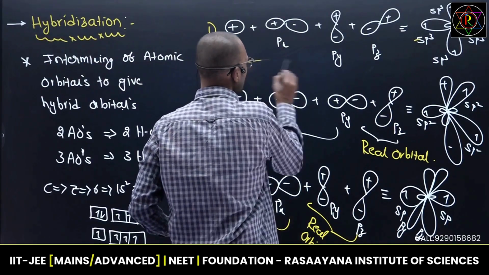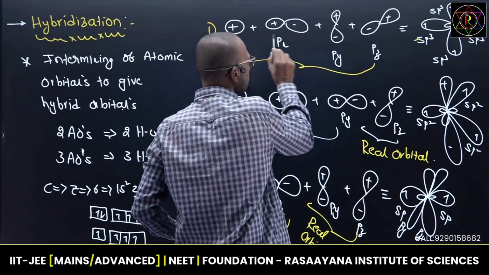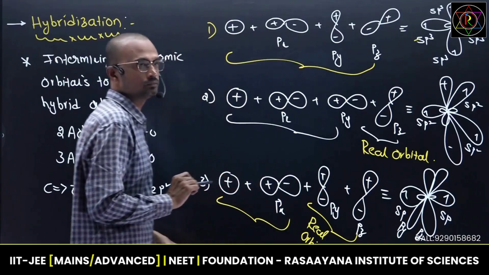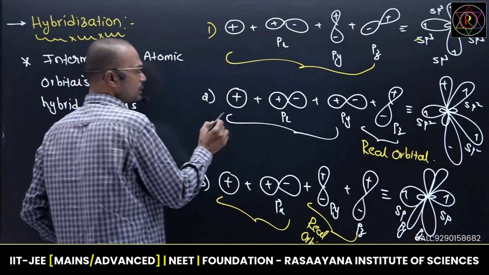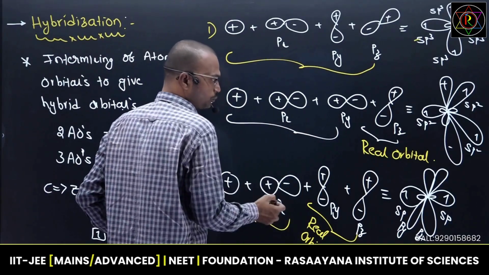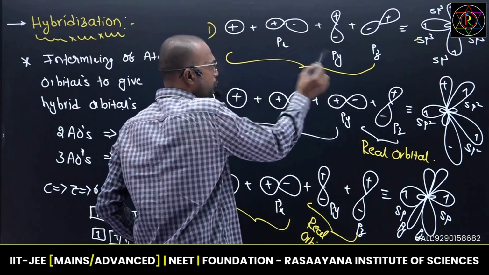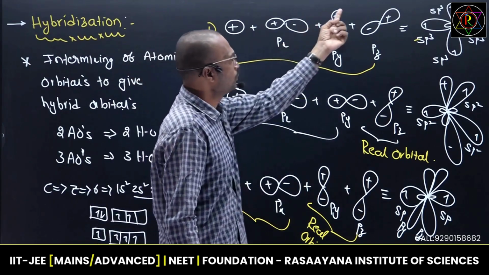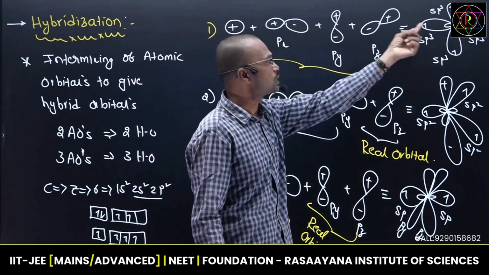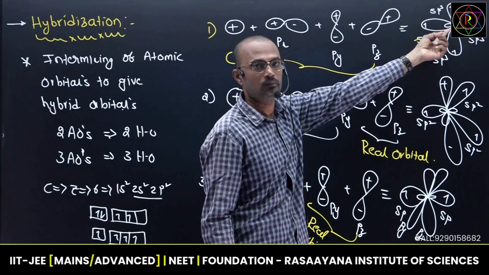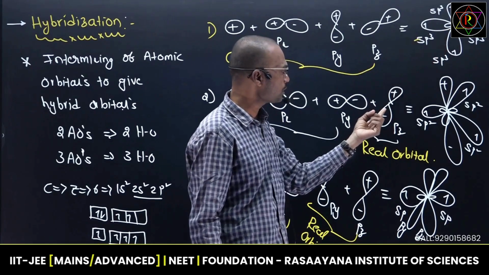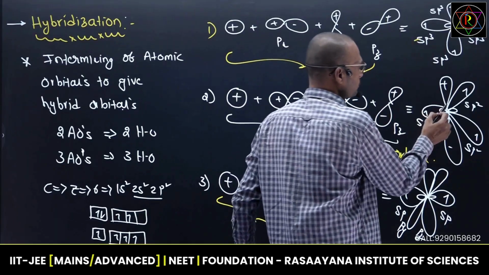Now, 4 I am intermixing. In these 4 atomic orbitals, I am intermixing the s orbital and 3 p orbitals. Here I am intermixing 3, here I am intermixing 2. If I intermix 4, there are no leftover atomic orbitals, so that's why here I have not written any real orbital. Here one real orbital is there on one carbon. This is a real orbital.